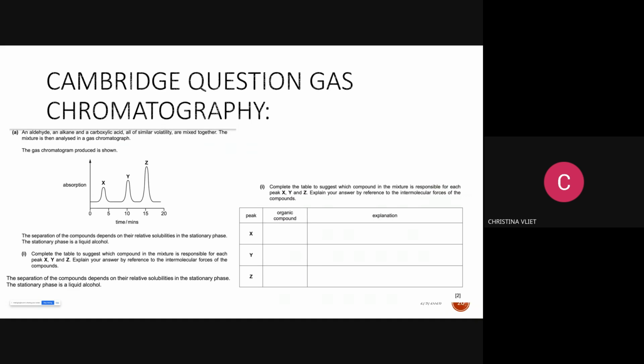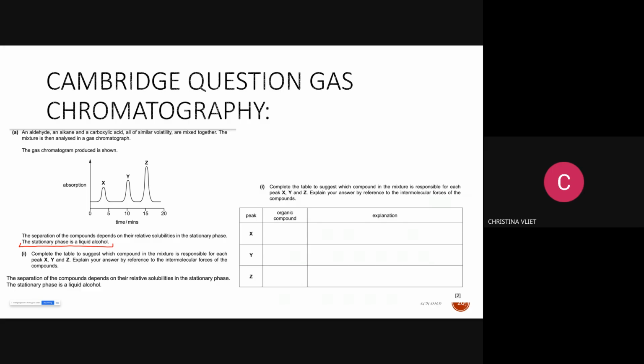So here's what they give you. An aldehyde, an alkane, and a carboxylic acid, all of similar volatility, are mixed together. Then that mixture is analyzed in a chromatograph, and they give you this information. They tell you the separation of the compounds depends on their solubilities in the stationary phase versus the carrier gas. And they tell you what the stationary phase is. You should underline that because that's a really important part.